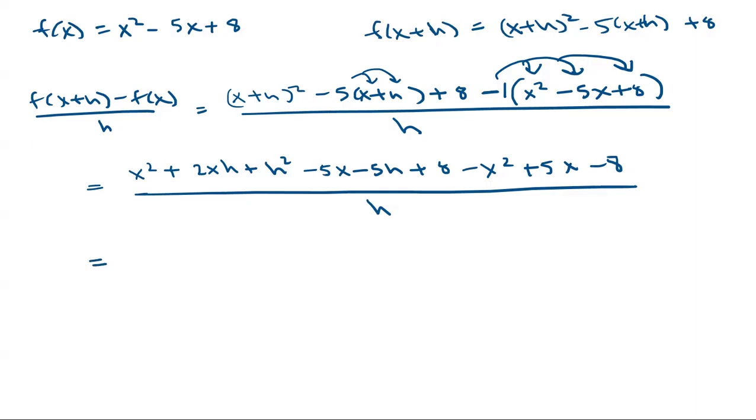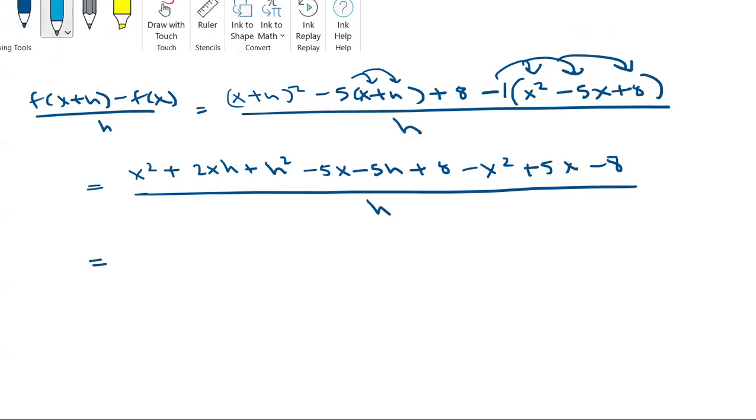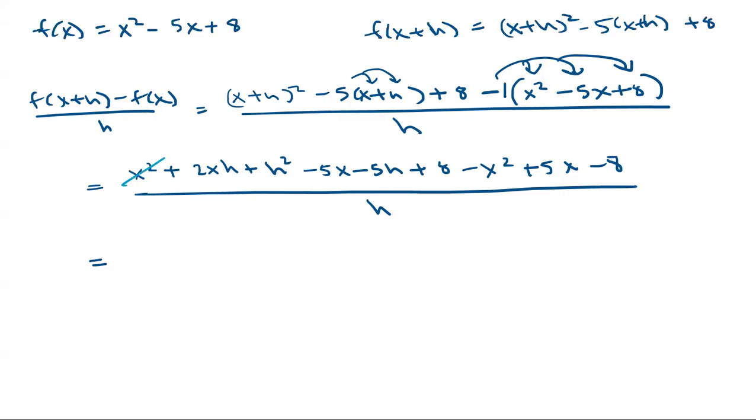So now we can start eliminating our terms. The x squares are going to go away. The 5x are going to go away. The 8s are going to go away. Okay? And hopefully the terms that you have will only have the h's because again, we have to get rid of the h in the denominator. So this becomes 2xh plus h squared minus 5h divided by h.